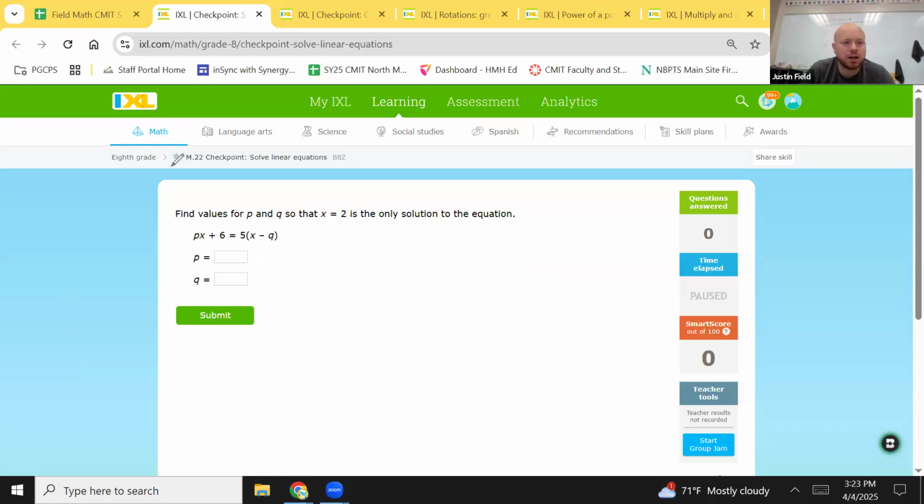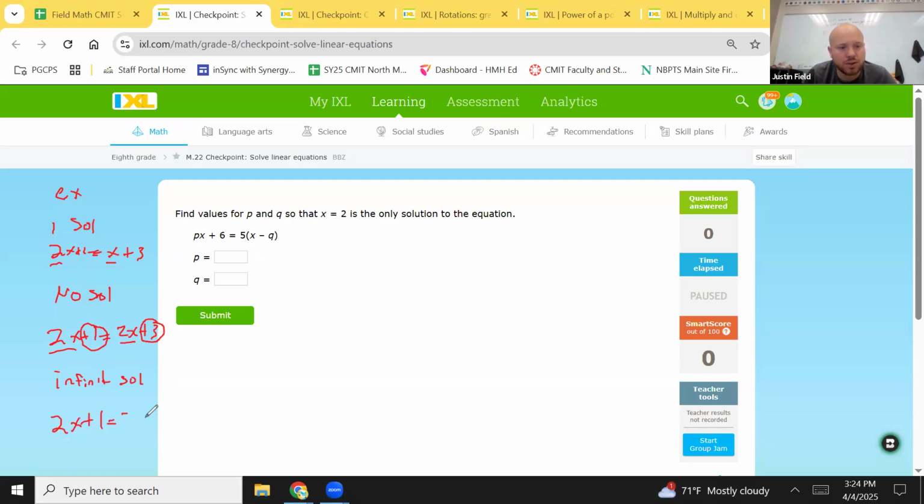So let me just give you some notes here real quick. Let's do one solution, no solution, and infinite solutions. You remember that? One solution would be 2x plus 1 equals x plus 3, because my coefficients are different. No solution would be 2x plus 1 equals 2x plus 3, because my coefficients are the same, but my constant terms are different. Infinite solutions would be when you have the same thing on both sides.